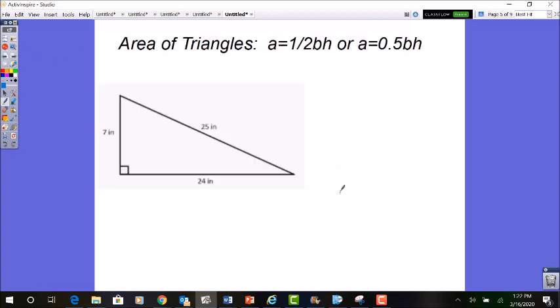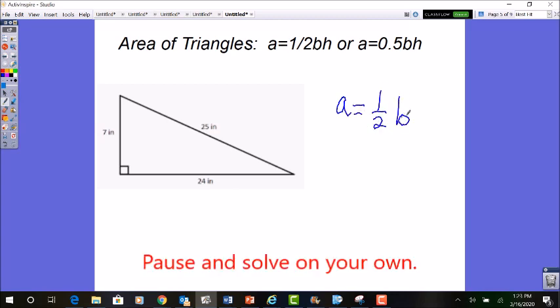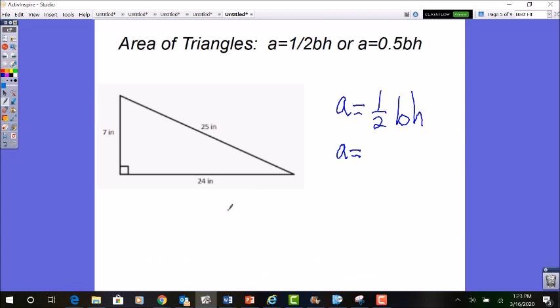Now I'm going to give you a couple examples to try on your own. Here's the picture. This is a right triangle, so it should be fairly easy to see the base and the height. Again, I want you to start with your formula, 1/2 base times height, and I'm fine if you want to use the decimal version here. So I want you to pause this and give it a shot, and then come up with your answer. All right, hit pause and give it a try.